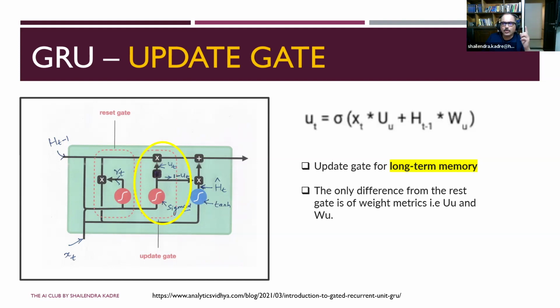So now we have two gates, reset gate and update gate. The functions are the same: same sigmoid, same inputs, current time step XT and previous time step input HT minus 1, multiplied by the corresponding weights, added up, and then the sigmoid activation function applied. Both gates are similar, the equations are exactly the same, only the corresponding weight matrices are different.